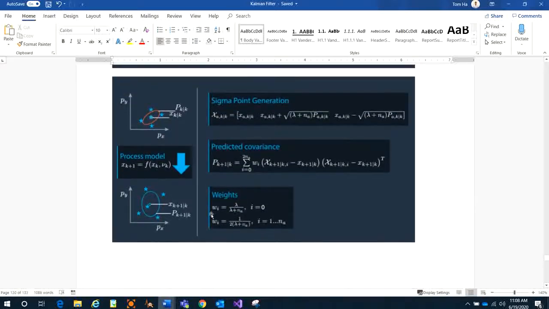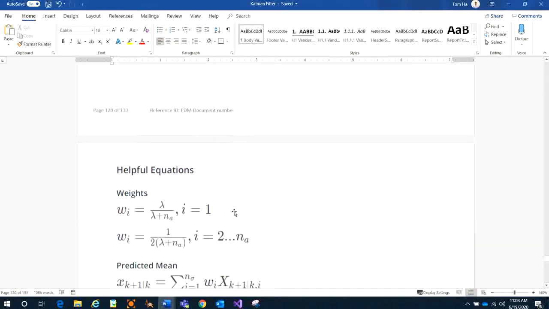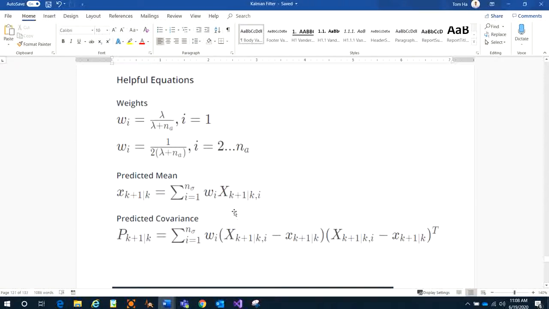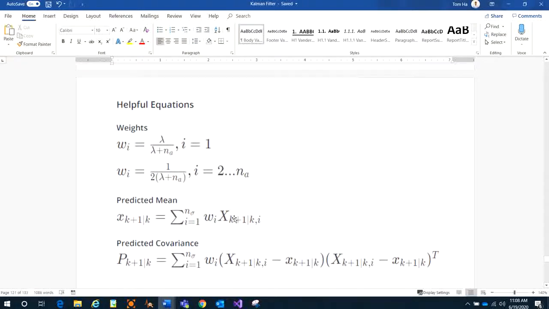We have the sigma points generated here. We have the predicted covariance formula right here, and the weights right here. So let's jump to the code to see how to get the value for the mean state and covariance.